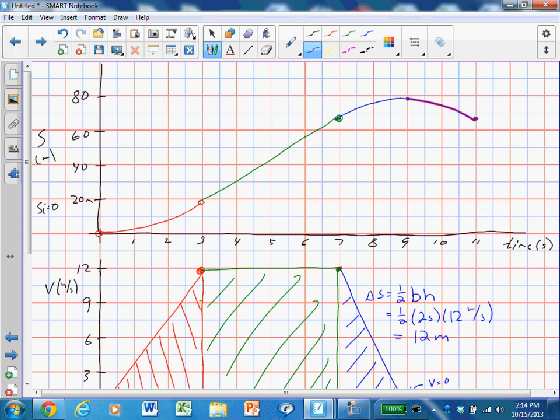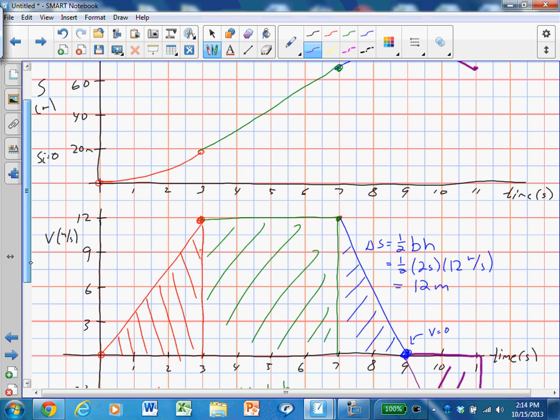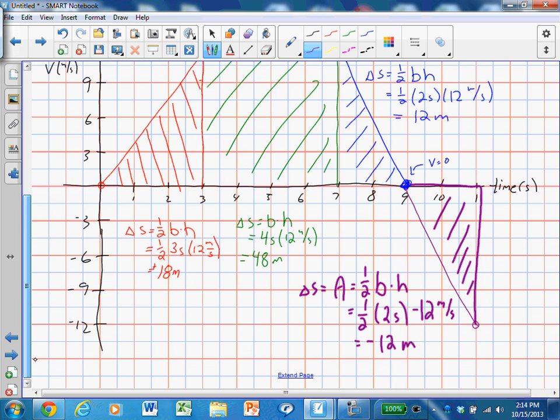So there's my position versus time graph, from my velocity versus time graph. And if you can do that, you can do all of topic 2, and you're on your way.